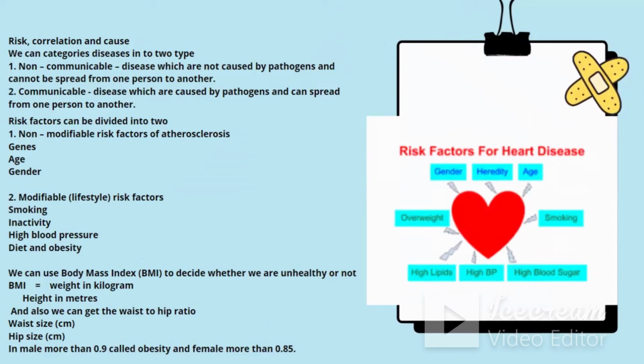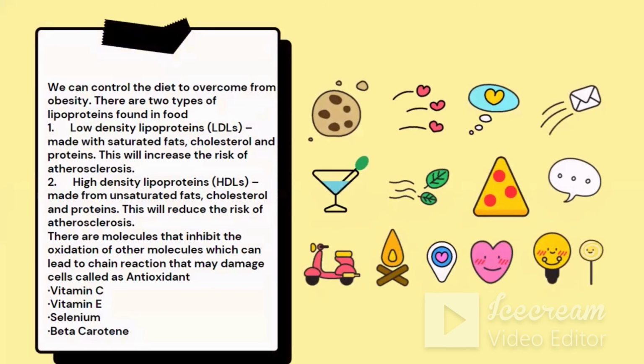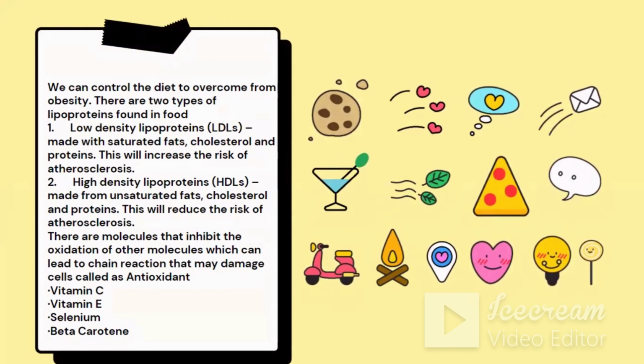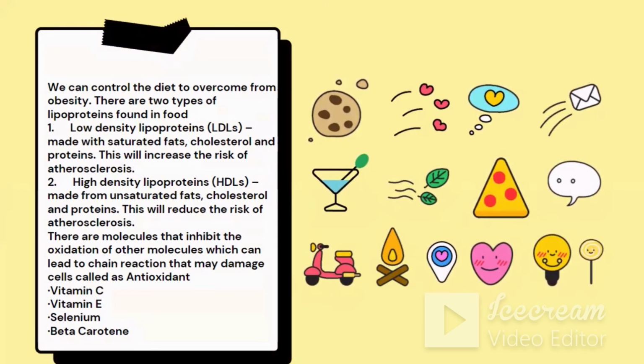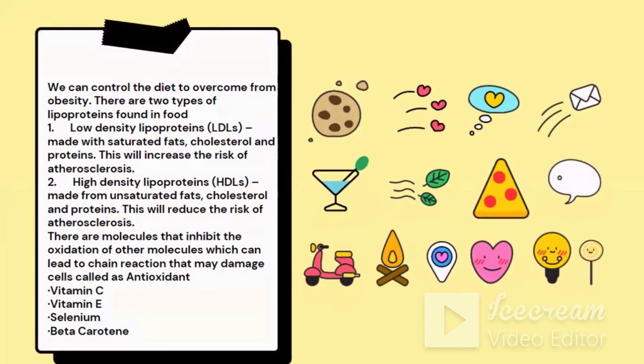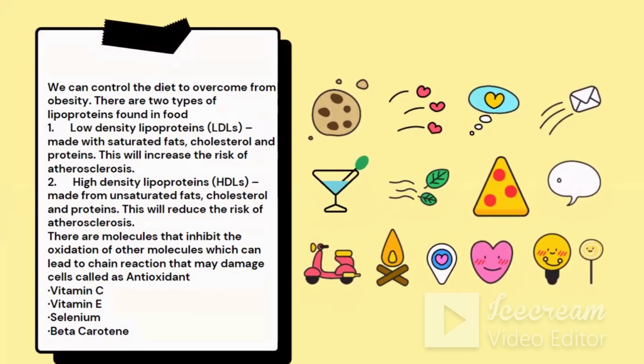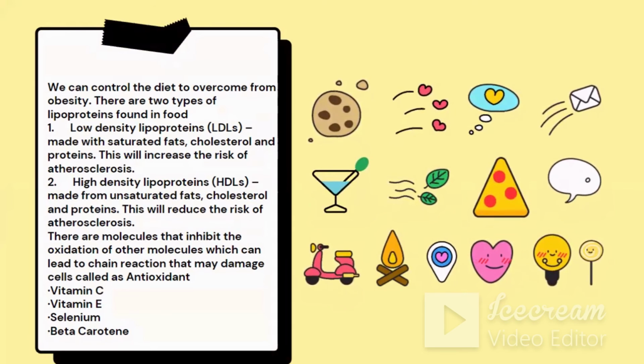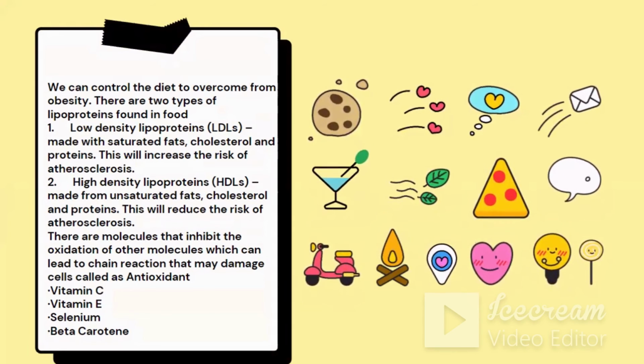We'll discuss the risk factors for heart diseases: smoking, diet, lack of exercise, gender, and age. Some genetic factors increase or decrease the risk of these heart diseases. Low density lipoprotein and high density lipoprotein are also involved in increasing or decreasing atherosclerosis or cardiovascular diseases. Low density lipoprotein is made with saturated fatty acids. Saturated means they don't have a double bond in the fatty acid chain of the lipid.